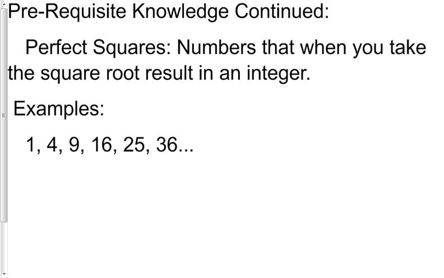Second prerequisite knowledge skill that you are going to want to have is the concept of perfect squares. Perfect squares are numbers that when you take the square root, they result in an integer. So your perfect squares would be 1, 4, 9, 16, 25, and 36. So that means if I take the square root of 16, it simplifies to 4. So that's why 16 is a perfect square. These are not necessary knowledge skills, but if you have them, it will make your life a little bit easier.